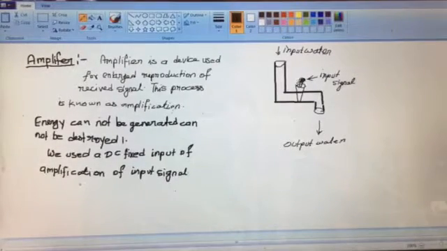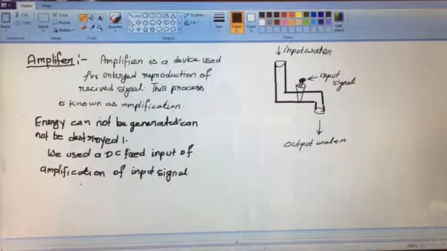Similarly, in the case of an amplifier, we have supplied a fixed input like the input water, and the signal which is to be amplified is provided as an input signal, and we will get the output which will be amplified. So this is the basic concept in the amplifier. That's why the law of conservation of energy is also followed.